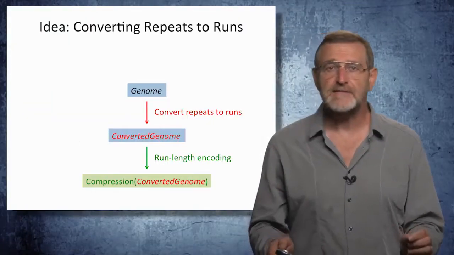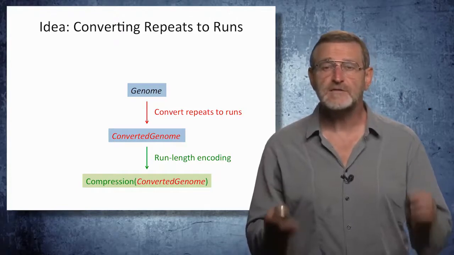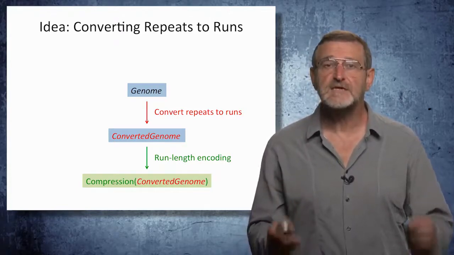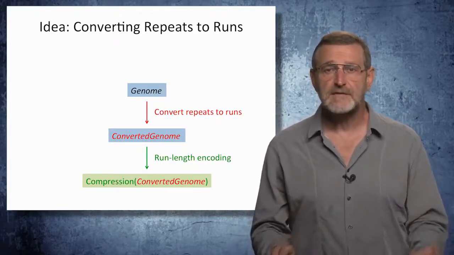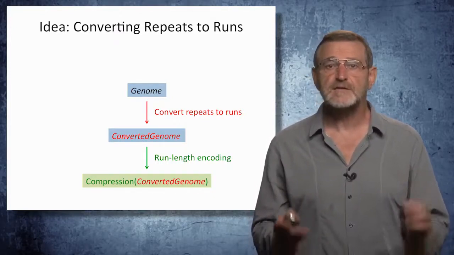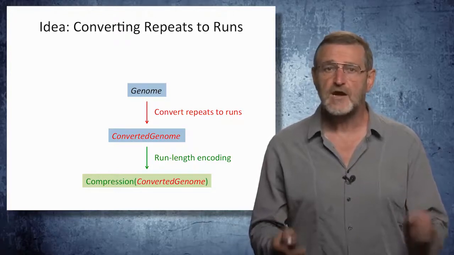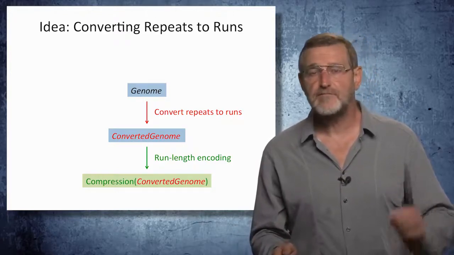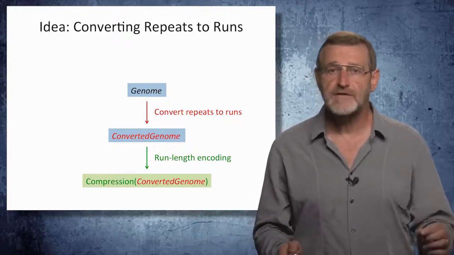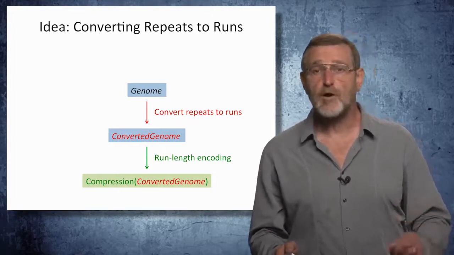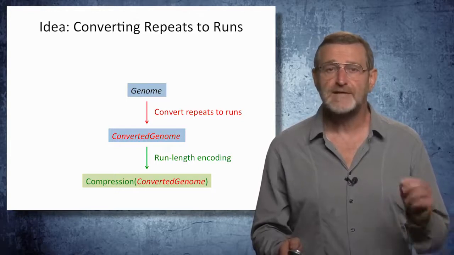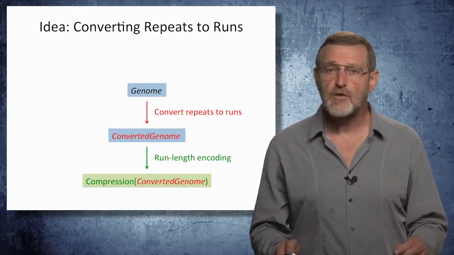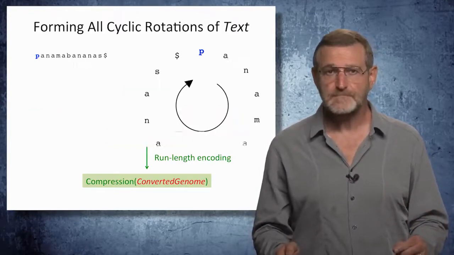But here's the idea. Let's convert text into something else so that our repeats will be converted into runs. We'll start from the genome, then we'll turn it into a converted genome, and then we will apply run length encoding to the converted genome, because our hope is that the converted genome will have many runs. Let me show how we can accomplish this.